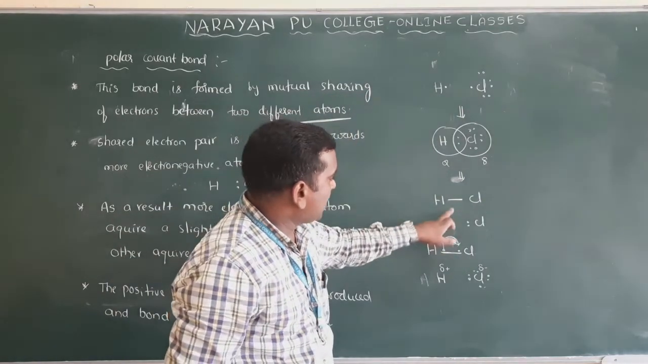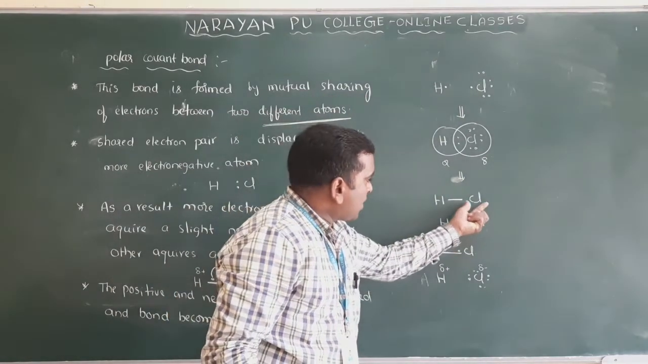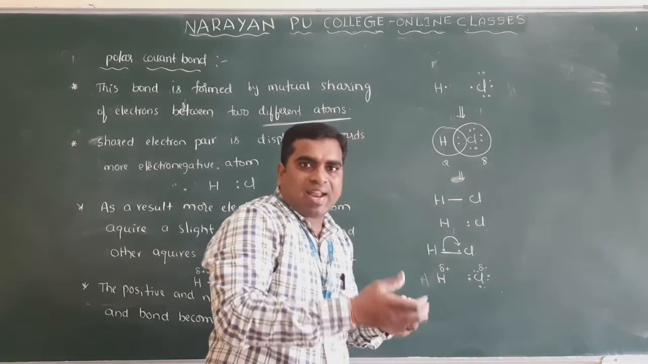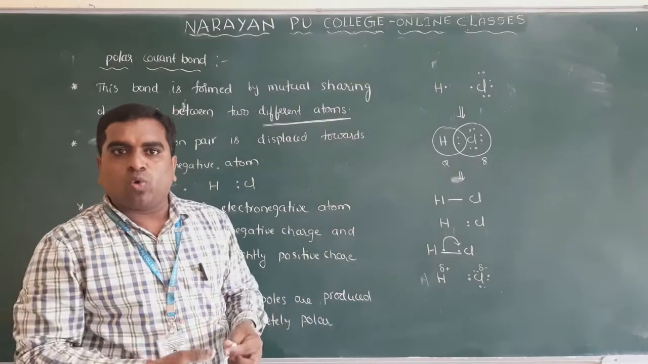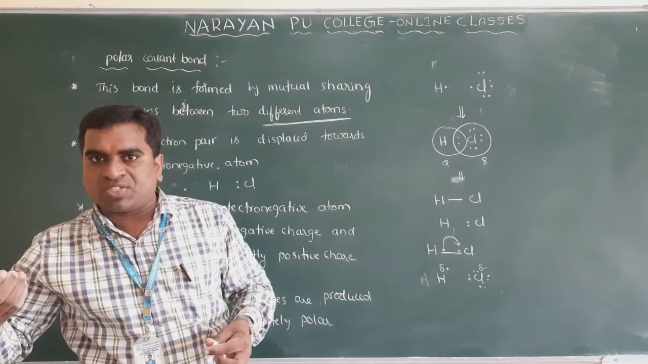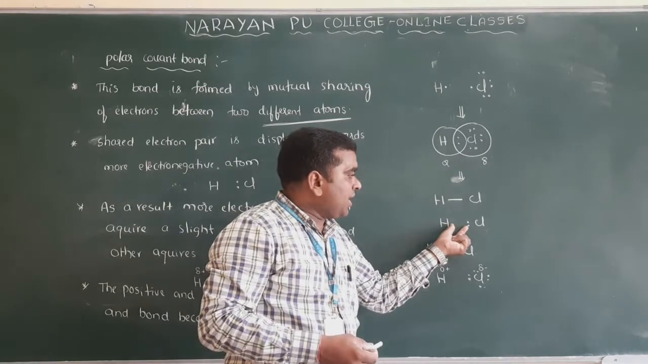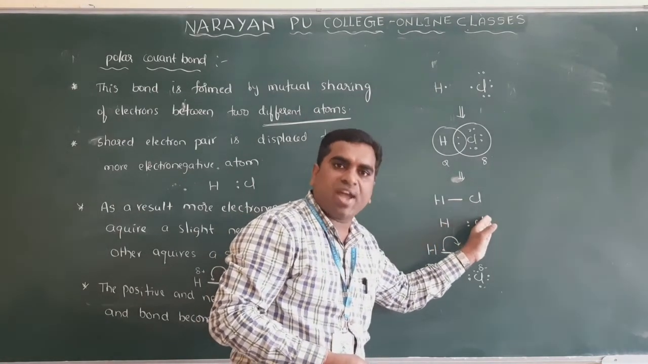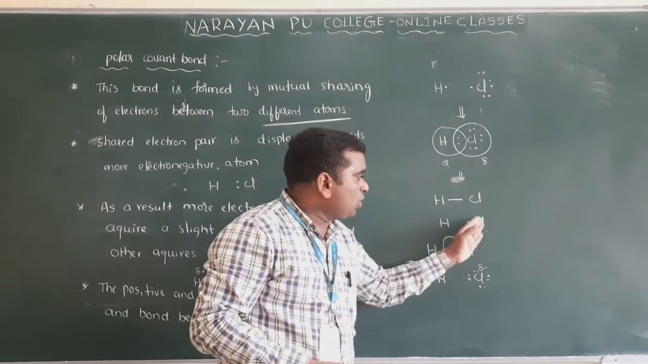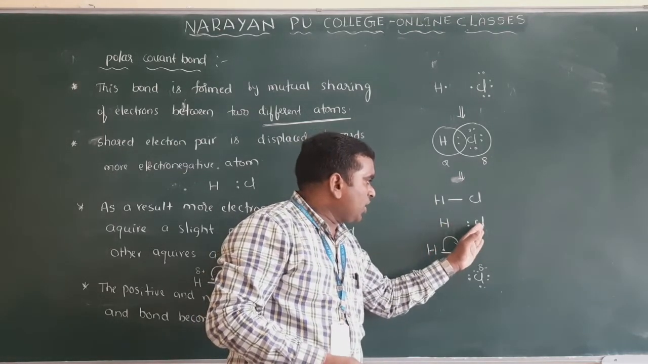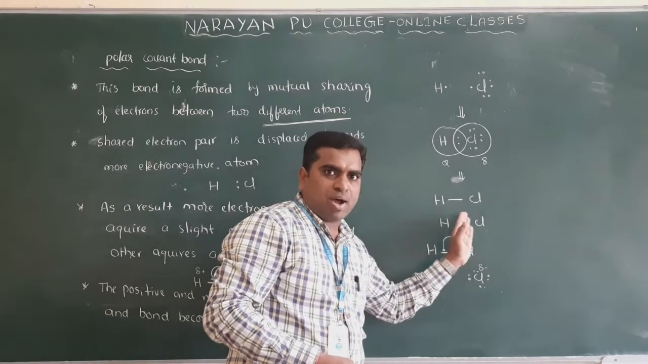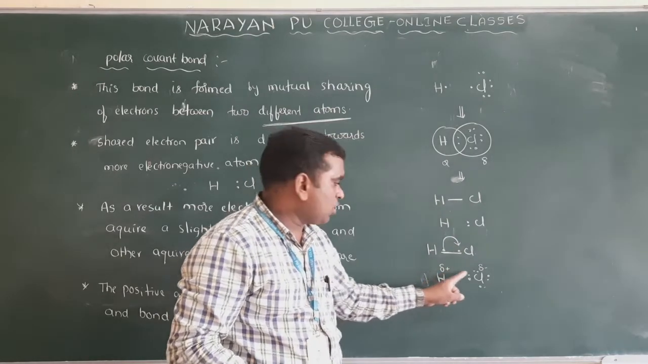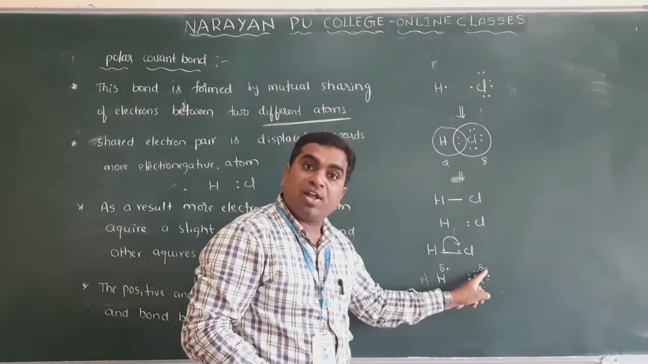I already mentioned here, one bond means 2 electrons, and because chlorine is more electronegative than hydrogen, this bond pair of electrons is attracted towards the chlorine. Chlorine attracts the bond pair electrons towards it. So that's why this shared pair of electrons is displaced towards the more electronegative atom, that is chlorine. And during this process, chlorine is taking electrons away from hydrogen, meaning hydrogen is losing electrons. Losing electrons means it acquires which charge? Positive charge. Gaining electrons means it acquires negative charge.